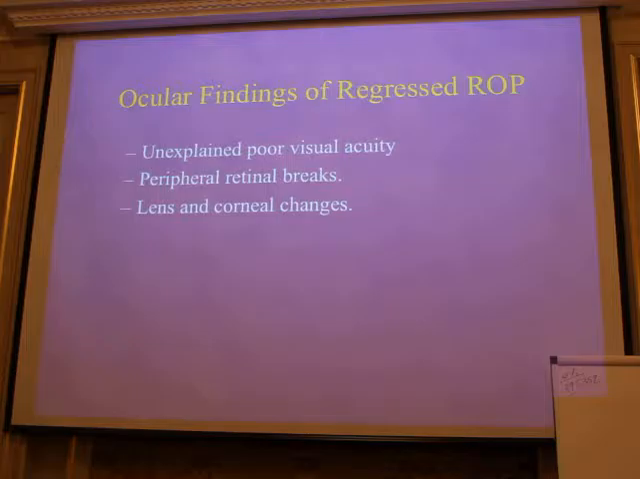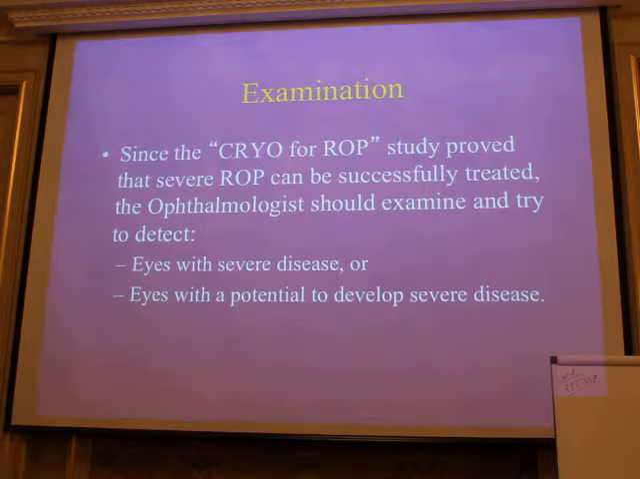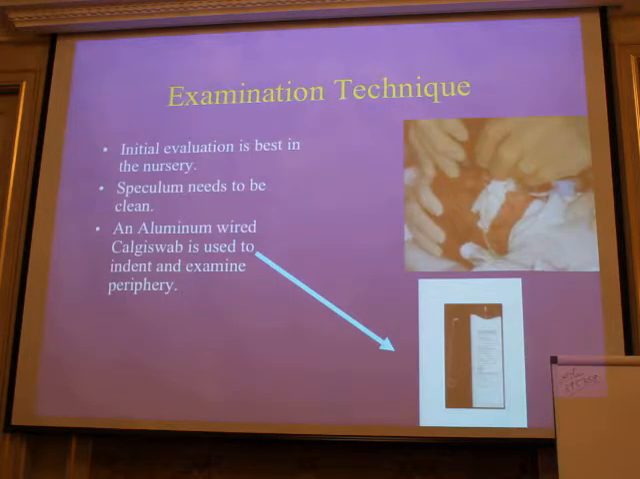And other findings, especially since this retina is premature: you have unexplained poor visual acuity, you have peripheral retinal breaks, and some lenticular and corneal changes. So while we do respect and like the cryo for ROP, and it is successful in most patients, we like to follow it as much as we can, but that's why we're looking for other treatment options. But really, the cryo for ROP gave good success in patients with severe disease and patients with potential for severe disease. How do we examine?